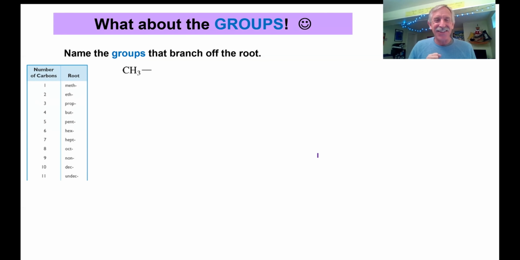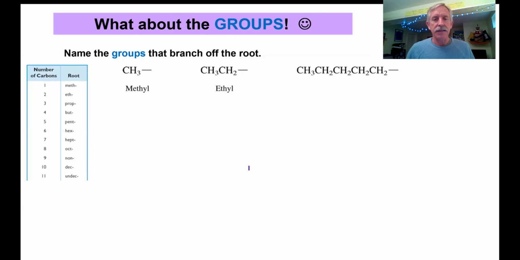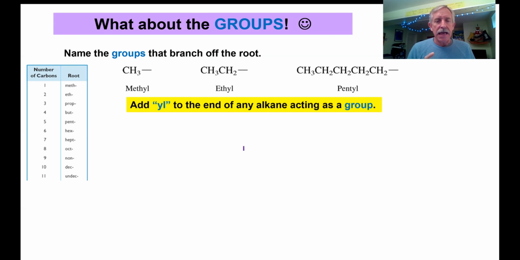Very cool. This little chart of meth, eth, prop, but, pent, hex, so that you can spy that this would be a methyl. And if I gave you a 2-carbon group hanging off your root, you would see this as an ethyl, and so on, pentyl. Okay, and so this is how we will name them. Add the -yl.